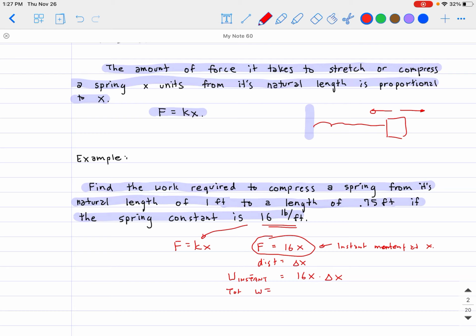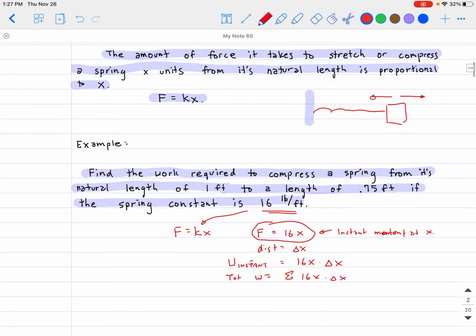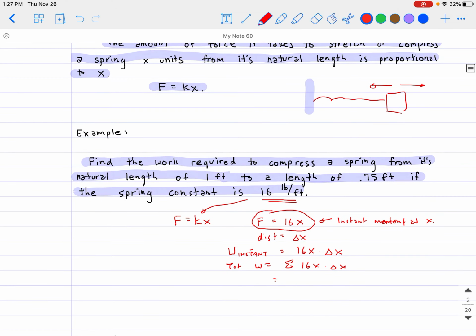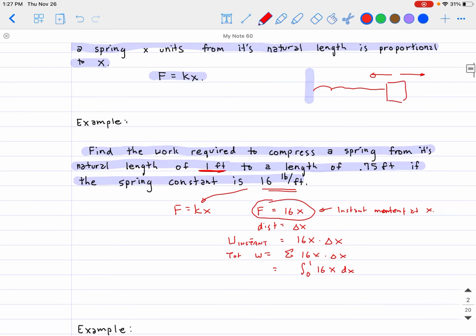Well, if I want the total work, then it's going to be the summation of every single one of those instantaneous moments. So, again, that's where your integral is going to come in. So the integral of 16x dx, and your boundaries, well, this is where that natural length and also how much you want to push or pull comes in. I want to compress it so that the length is going to be 1 foot. So that means it's going to be from 0 to 1. And we don't deal with negative because we're looking at distance, so that applies absolute value. So it's always going to be from 0 to some positive number then.